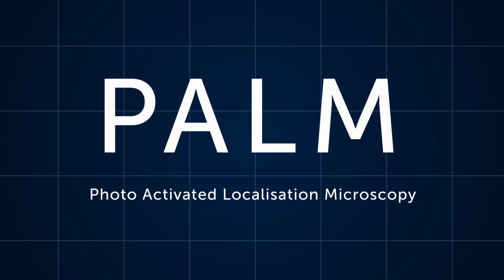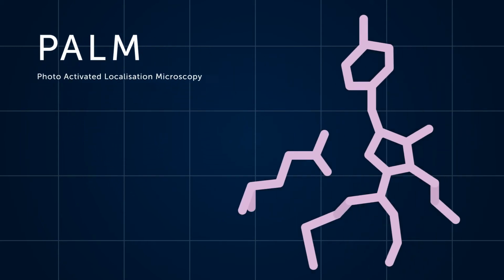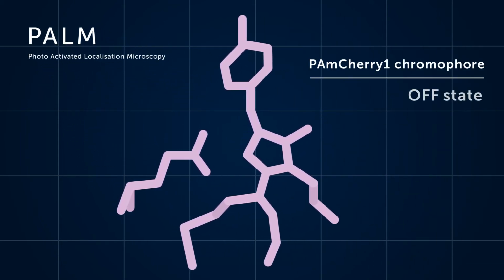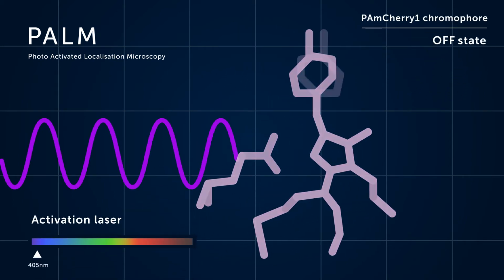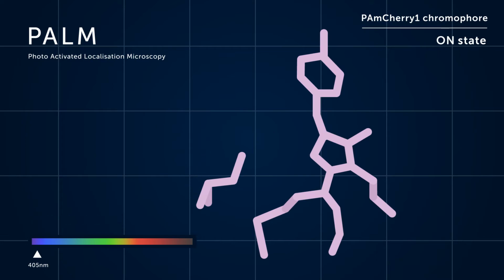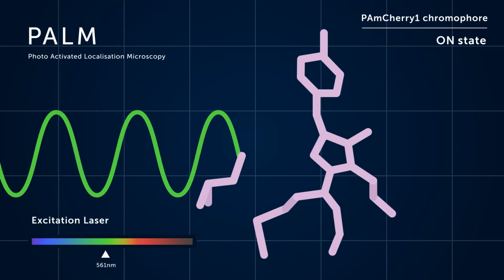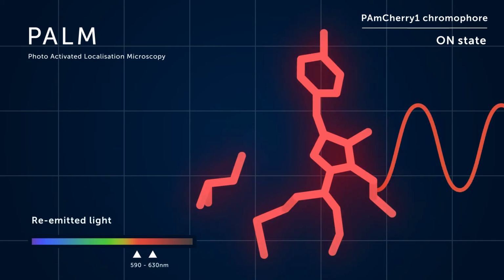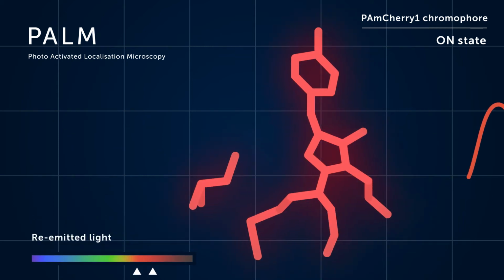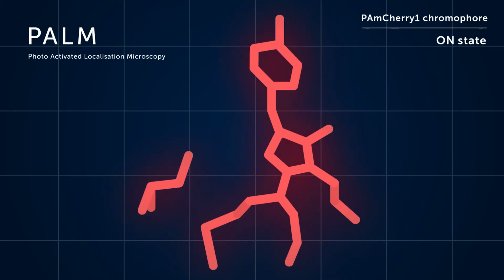To observe processes occurring at the single molecule level, we use an imaging technique known as PALM. PALM uses probes that are initially non-fluorescent until a second light source causes an irreversible change to the molecule's structure, causing it to become excitable. Excitation of the photoactivated probe causes it to re-emit light until it gets destroyed. By controlling the intensity of the photoactivation light source, we can ensure that there is typically only one molecule emitting light at any given time.